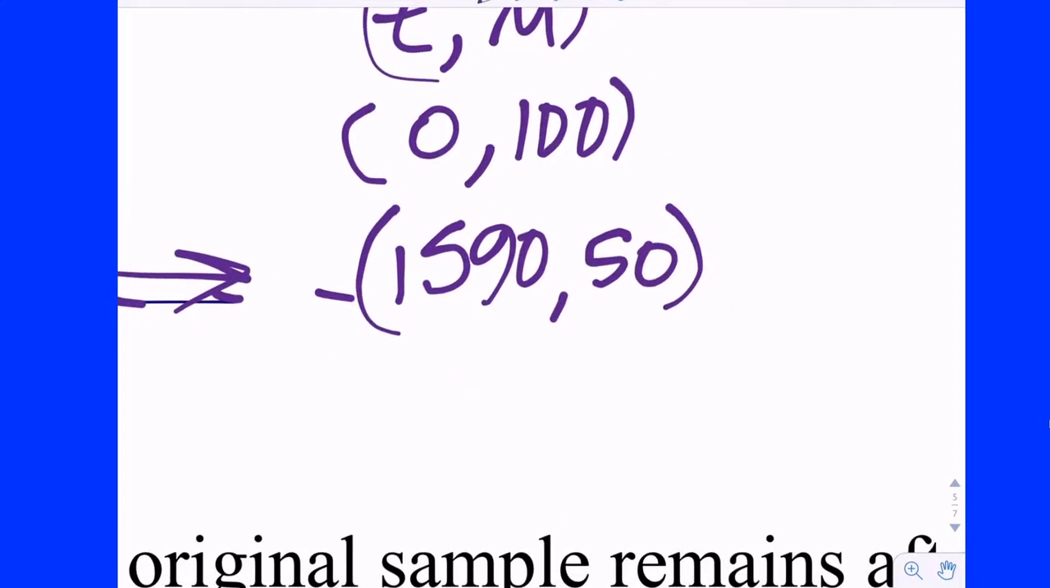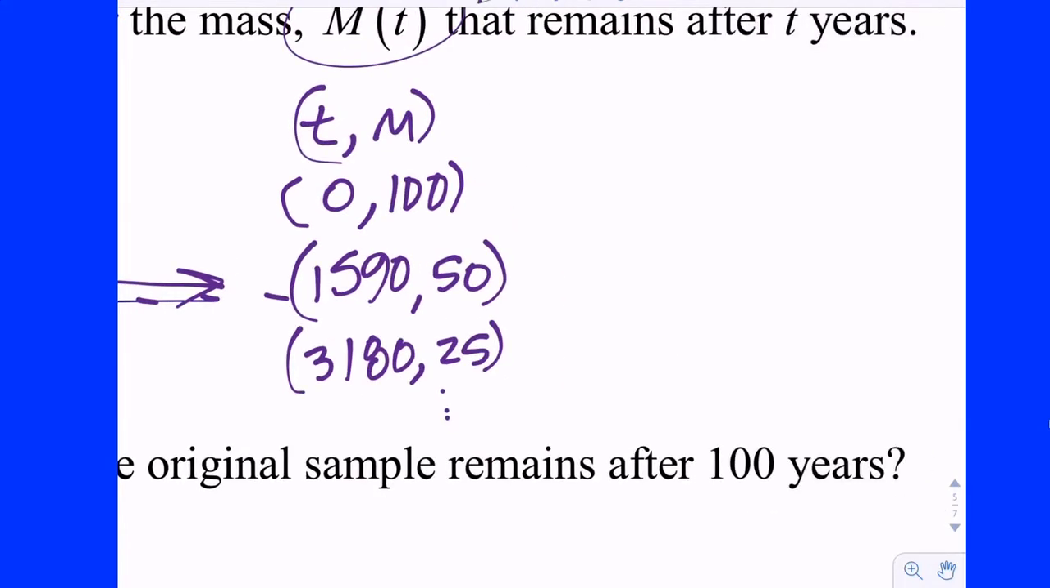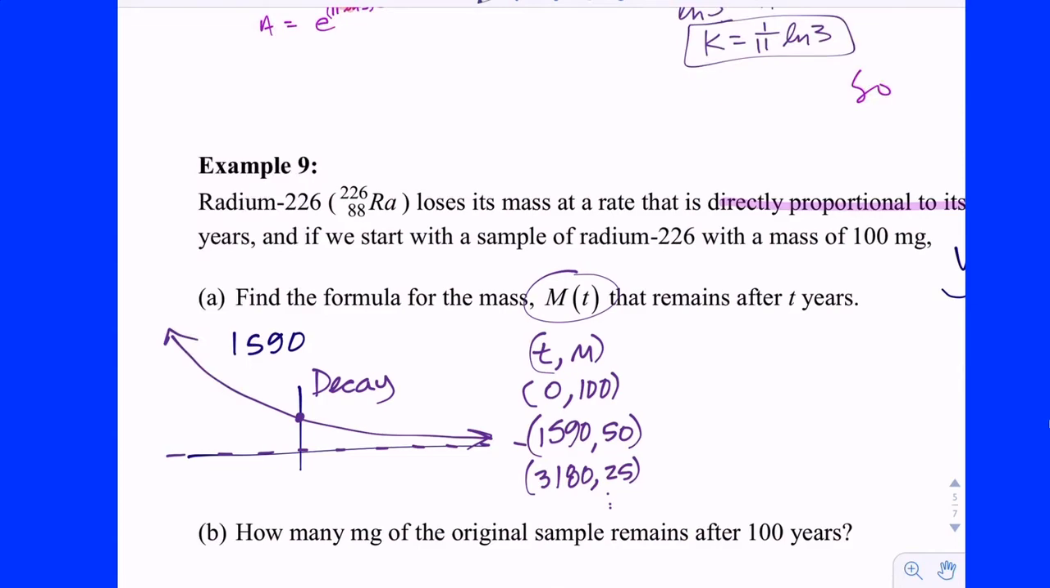Another 1,590 would be 3,180. We're going to have 25. And we can keep going if we want, 25 to 12 and a half, but I don't think we need to. What is it asking us? Find the formula for the mass that remains after t years.